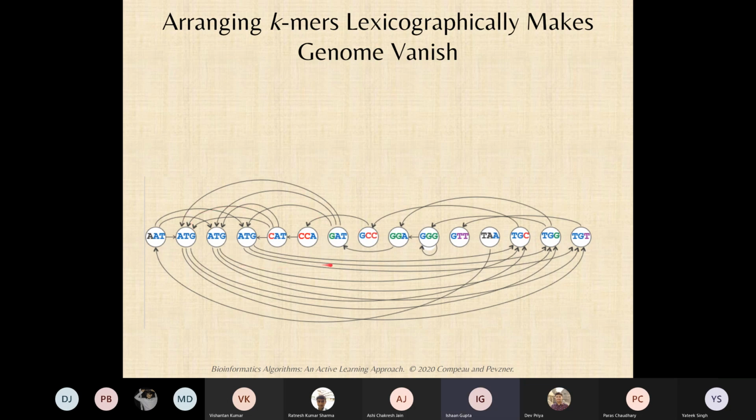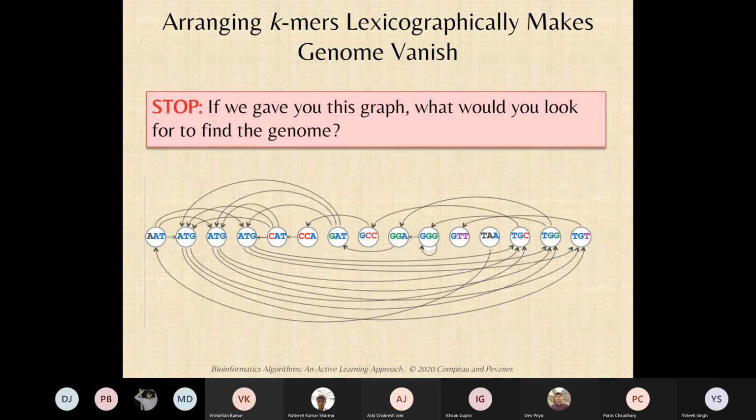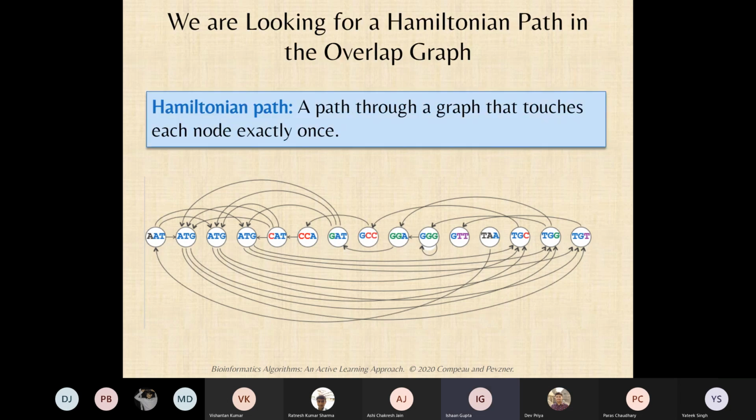This is a lexicographically ordered graph. You have AAT, ATG, ATG, ATG, CAT, CAA, GAT. If I arrange it lexicographically, the genome that was apparent earlier sort of vanishes, right? It would be tough to find the genome path in such a graph.